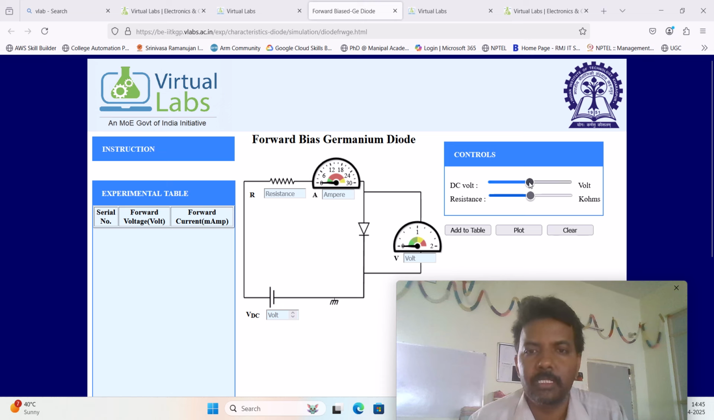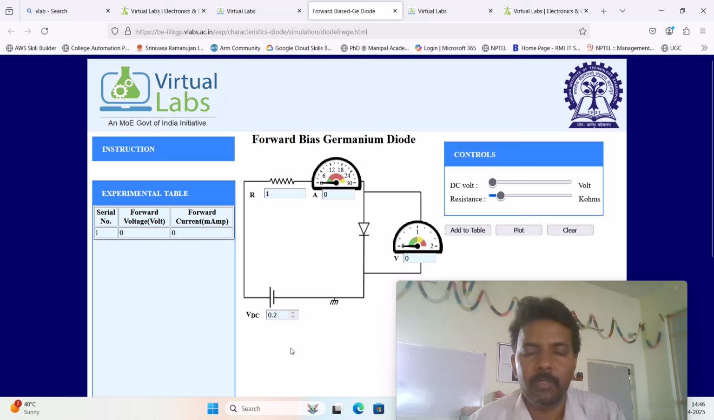So initially, we need to set the DC voltage to 0.2. See, now it is movable by using the control button option on your laptop or the keyboard. You can change the DC voltage. So initially, the DC should be 0.2 volts. Then the resistance value is 1 kilo ohm. The resistance value is already in kilo ohms. That should be at the minimum value, in the sense it is 0. Then now it is 1 kilo ohm of resistance. Okay. Then click on add to the table.